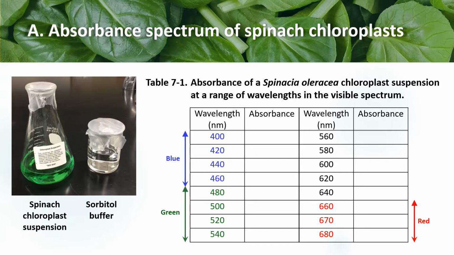In the second exercise, we are going to expose these isolated chloroplasts to 3 different wavelengths of light, blue and green and red, and we're going to indirectly determine photosynthetic activity. This type of experiment will produce an action spectrum, which will indicate those wavelengths of light that will produce the highest rates of photosynthesis.